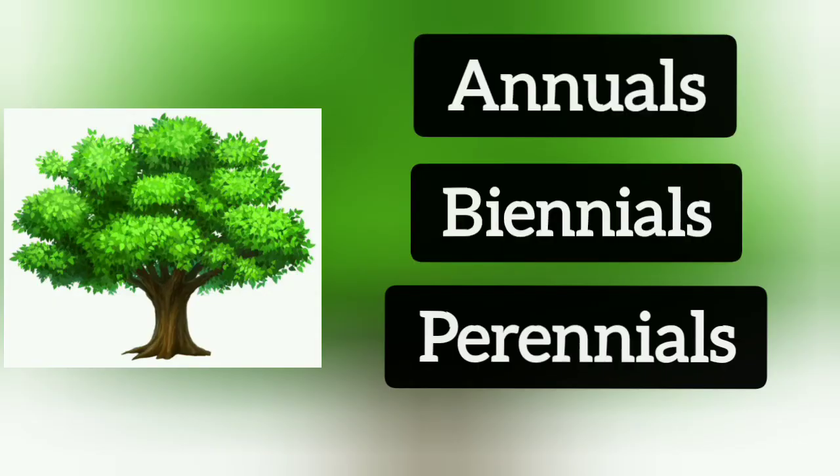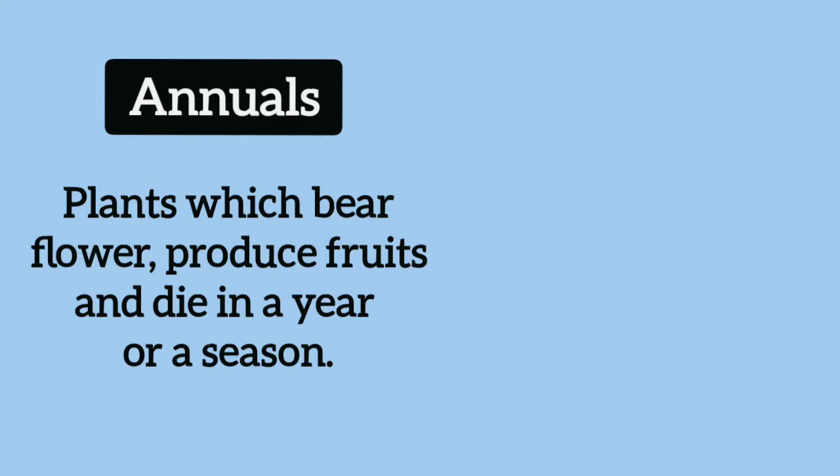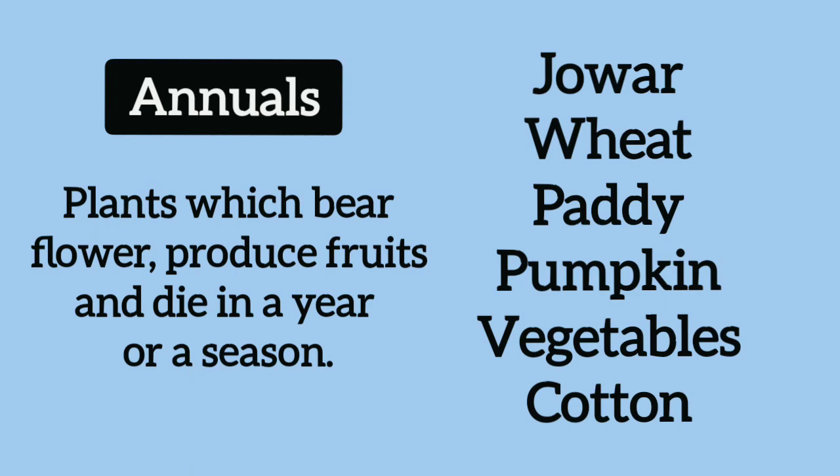Based on the lifespan, plants are classified into annuals, biennials, and perennials. Plants which bear flowers, produce fruits, and die in a year or a season are annuals. They are jowar, wheat, paddy, pumpkin, vegetables, and cotton.